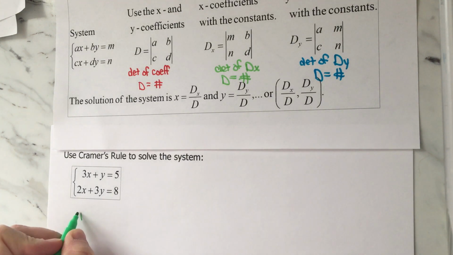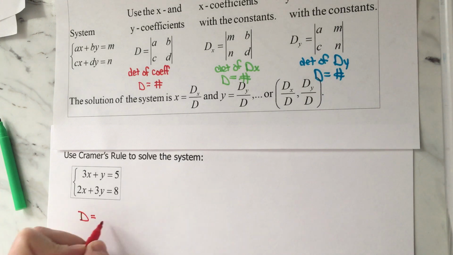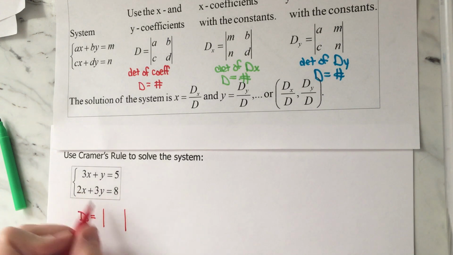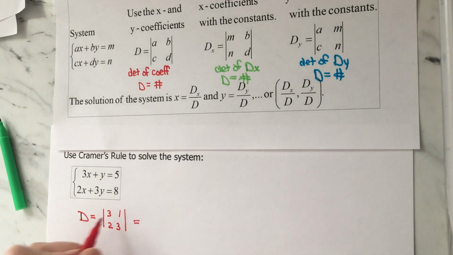So I'm going to set up 3. Let's do this. I'll do it in red like we did on the last one. I'm going to take and make a matrix with just my coefficient values, and I'm going to find the determinant of that.